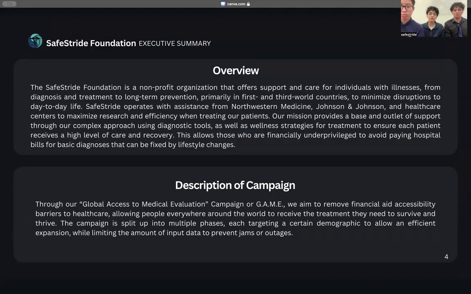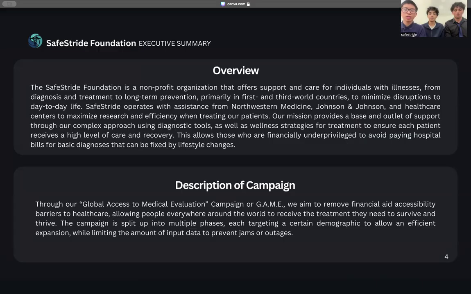Through our Global Access to Medical Evaluation campaign, formerly known as GAME, we aim to remove financial and accessibility barriers to healthcare, allowing people all around the world to receive the same treatment they need to survive as well as thrive. The campaign is split up into multiple phases, each targeting their own demographic to allow an efficient expansion, while also limiting the amount of input data to prevent jams and outages as well as bugs.